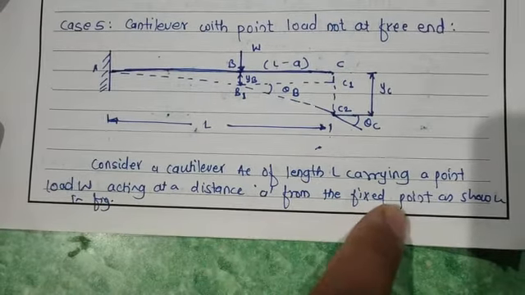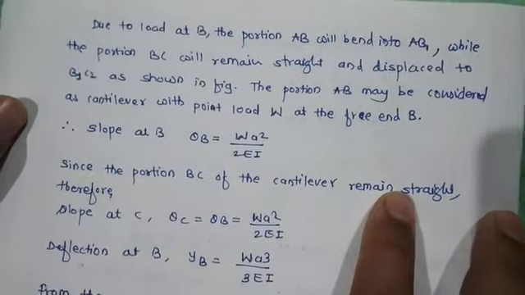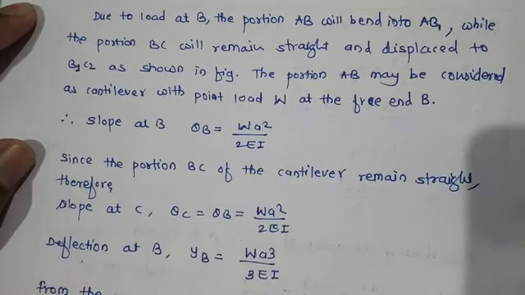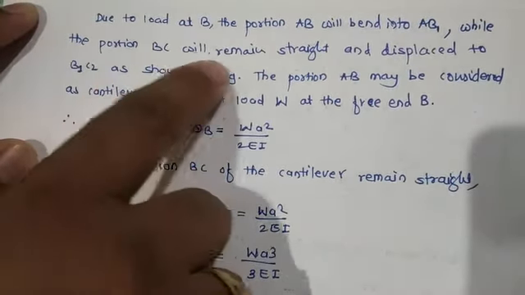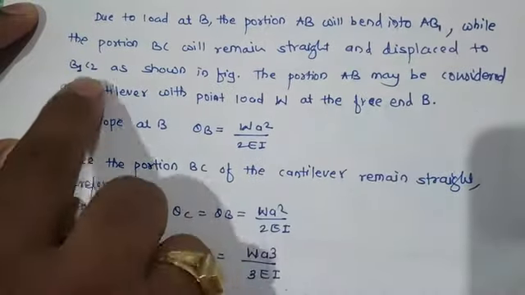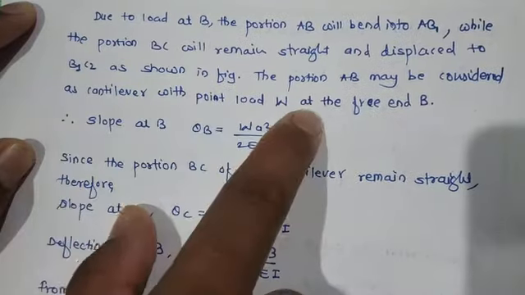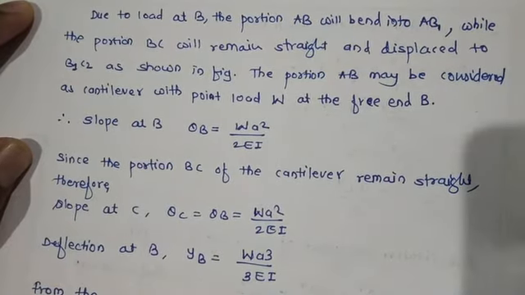Now consider a cantilever AC of length L carrying a point load W acting at a distance A from the fixed point as shown in the figure. We have to change only small things from before. Due to the load at B, the portion AB will bend into AB1, while the portion BC will remain straight and be displaced to B1C2 as shown in the figure. The portion AB may be considered as a cantilever with point load W at the free end B.